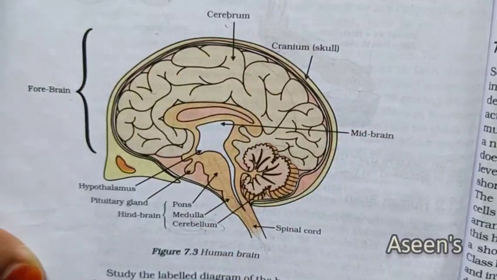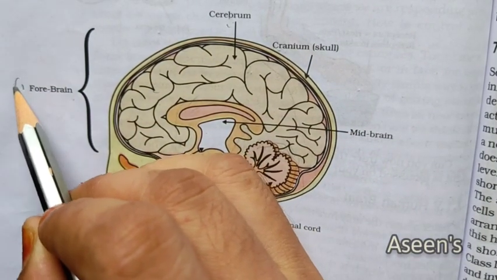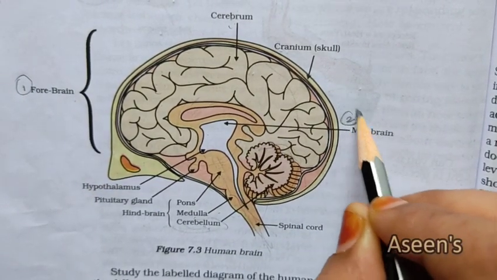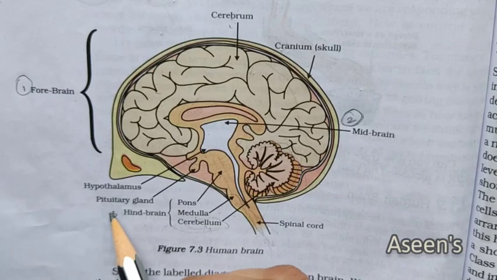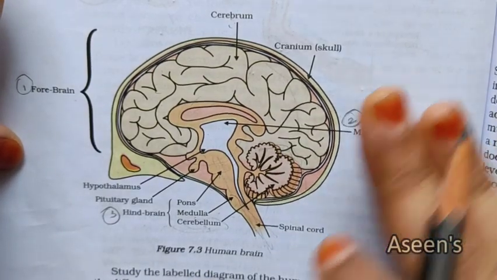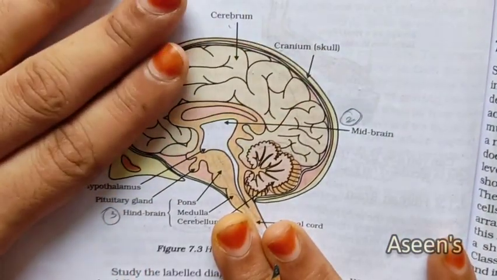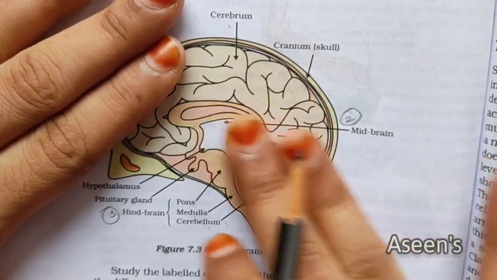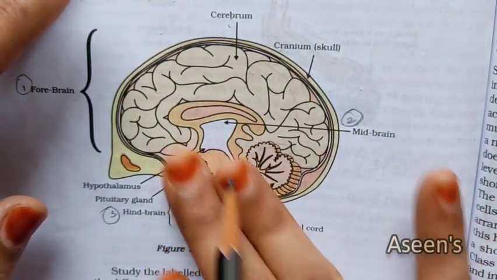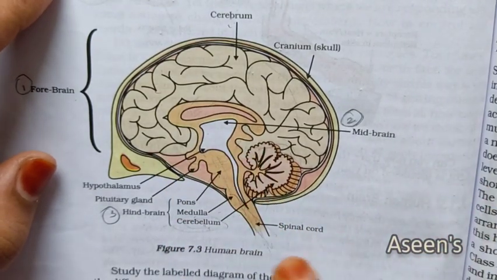Your brain is divided into three parts for the easiest study: the forebrain, the midbrain, and the hindbrain. This is the hindbrain. This part is your forebrain. This part is your midbrain, which falls in the center, and whatever is running below, we call the hindbrain. This part is running below as the spinal cord.